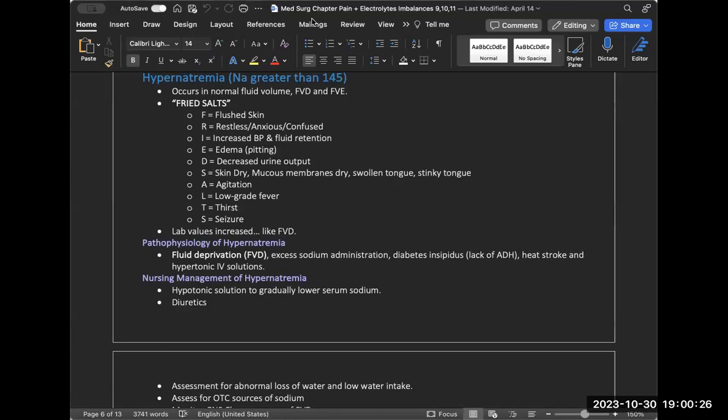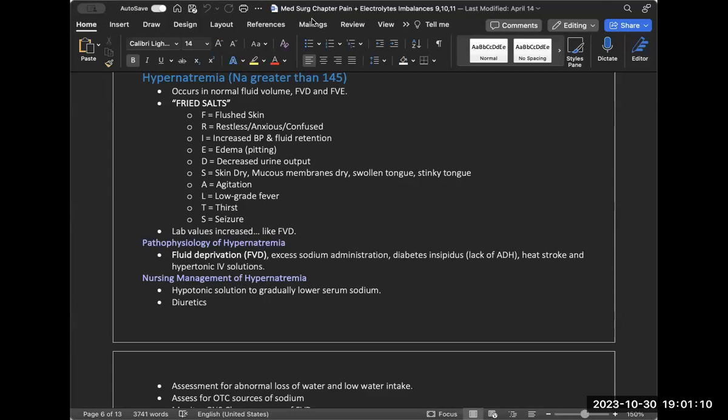Well, you have a mnemonic, fried salts for hypernatremia, but the most important ones I would say are the flushed skin, the restlessness, the seizures, the increased thirst, and those dry, sticky membranes. Here's the thing: they have really high salt levels. Imagine when you eat chips and you keep eating them and you're not drinking. Your mouth gets really dry and you get really thirsty because you need something to dilute that salt. That is why they're going to have dry, sticky membranes. All that salt is making it all dry.